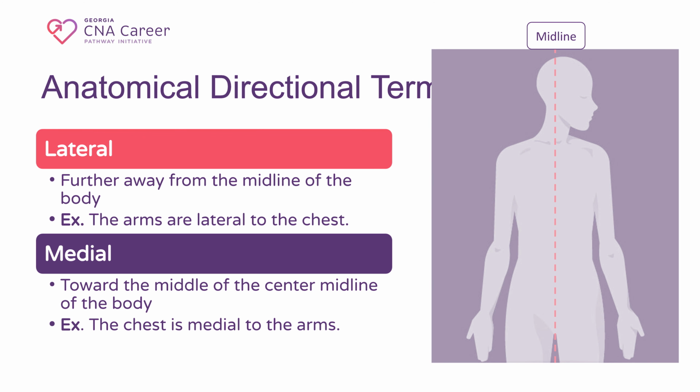The midline is a vertical line that starts in the middle of your head, going straight down, dividing the body into 2 halves. Directions refer to toward or away from the midline. Lateral refers to the limbs further away from the body's midline. For example, the arms are lateral to the chest as they are further away from the body's midline. Medial refers to the areas toward the middle of the center midline of the body. For example, the chest is medial to the arms.